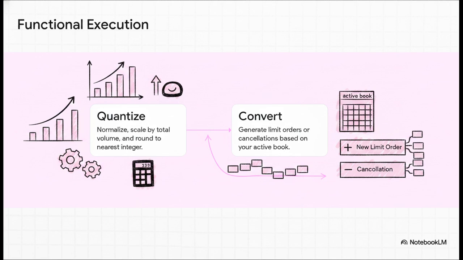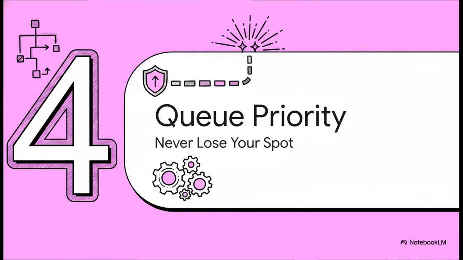Step 2 is conversion. You basically calculate the difference against your active internal book to generate live orders. If the math says you need more volume at a specific level, you send a new limit order. If it dictates less, you simply send a cancellation for the excess volume, safely starting from the back of your queue. Section 4. Preserving your queue priority.